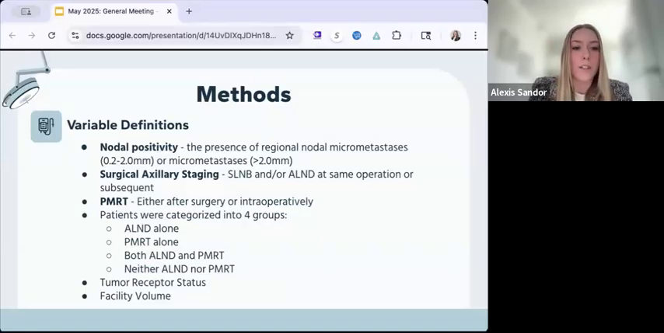They also looked at facility volume. So this was defined as the mean number of patients with breast cancer a facility had reported annually. And patient race and ethnicity were captured through the National Cancer Database, and it was self-reported information.